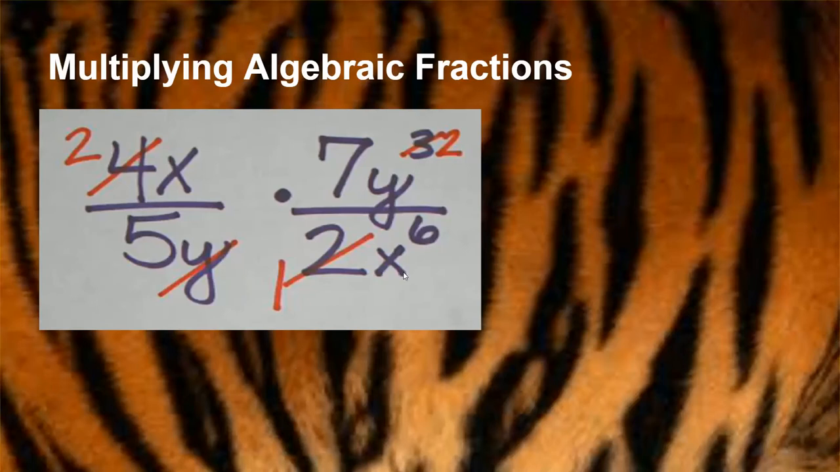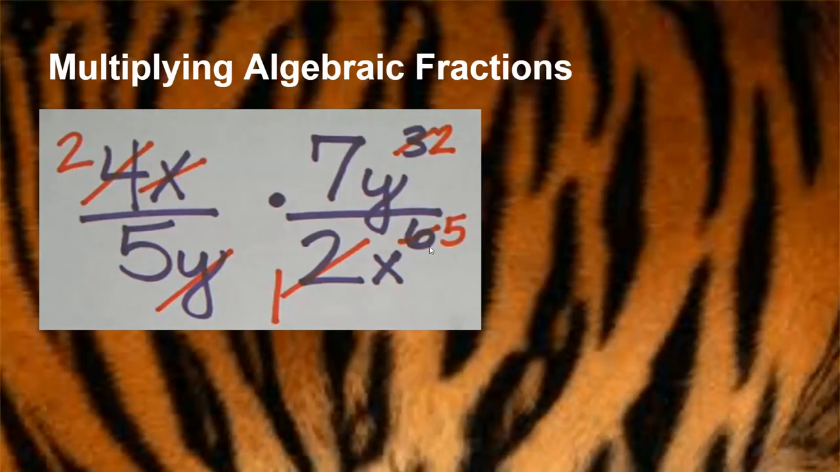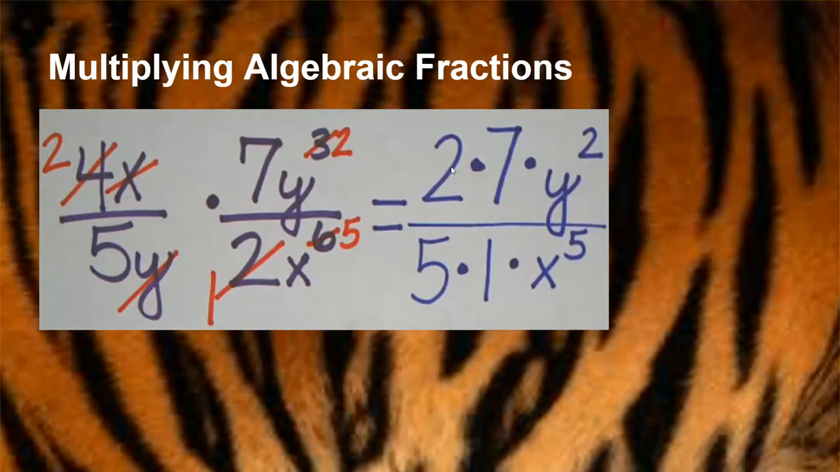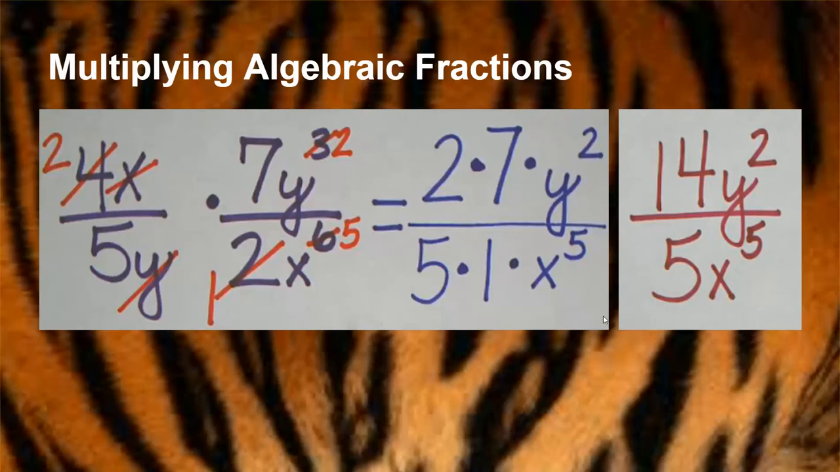Now look at the x's. Same thing. The x will go away on top, and the x to the 6th will become x to the 5th. Now multiply straight across. Well, on the top I have a 2, a 7, and a y to the power of 2. On the bottom I have a 5, a 1, and an x to the power of 5. So my answer is simply 14y squared over 5x to the 5th. And I'm done.